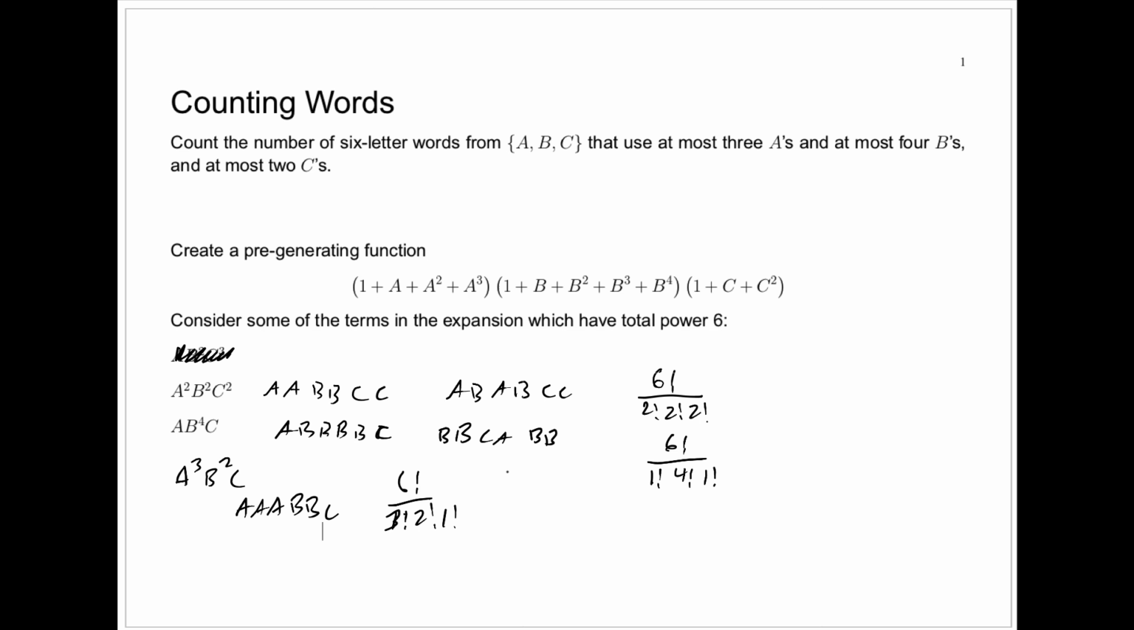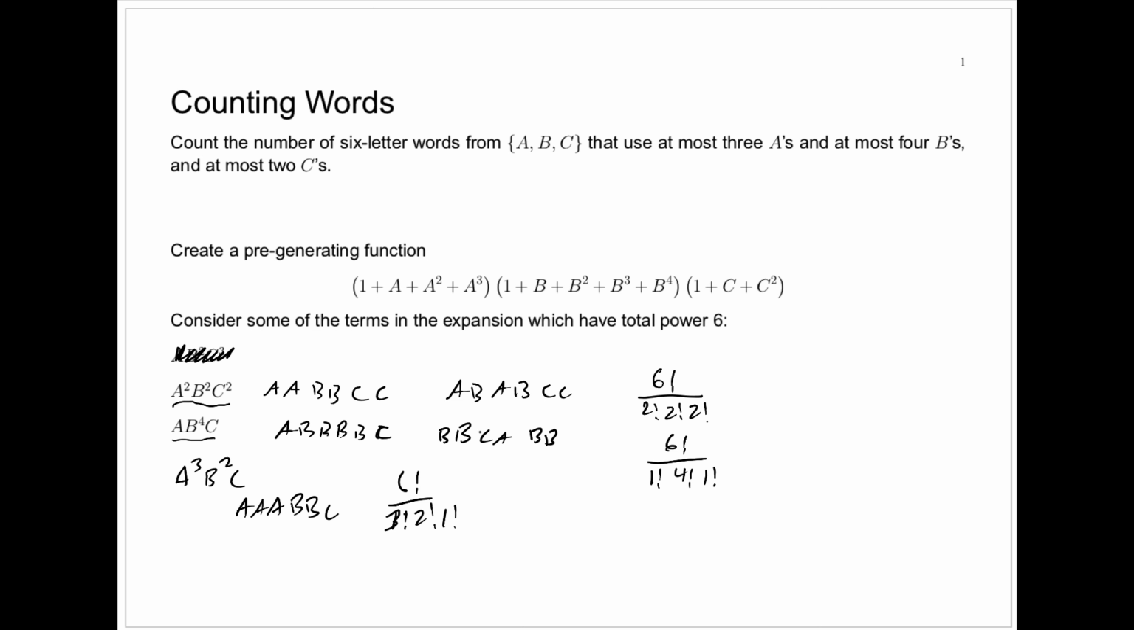How can we somehow create a system, a generating function, that would take into account that we have this many different words, 6 factorial over 2 factorial, 2 factorial, 2 factorial, that all should be accounted for by a term of this form? And we have a different number of words that would correspond to a term of this form. Notice in all 3 of these cases, the total power is 6. These are all 6-letter words we're looking at, but we have to count each one a different number of times.